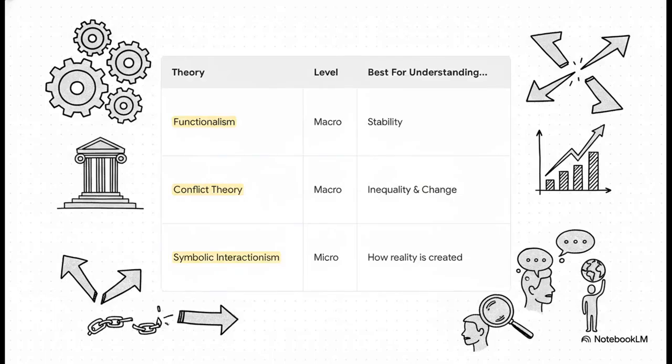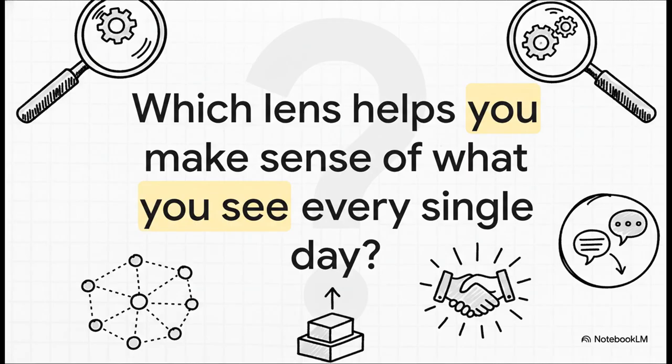Let's just boil it all down real quick. If you want to understand what holds society together, what keeps it stable, the functionalist lens is your best tool. If you're more interested in inequality, power, and how societies change over time, you're going to want to grab the conflict theory lens. And if you want to get at how we as individuals literally create the world we live in moment to moment, then the symbolic interactionist lens is the one you need. By learning how to switch between these lenses, we get a much richer, more complete picture of our social world. So the final question, really, I'm turning back to you. When you look around at your life, which lens helps you make sense of what you see every single day?